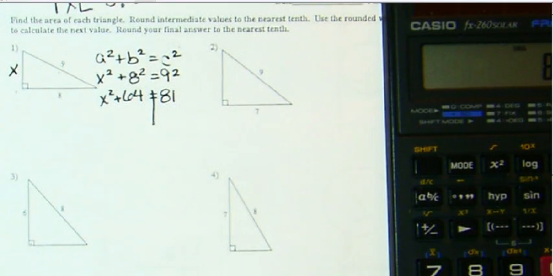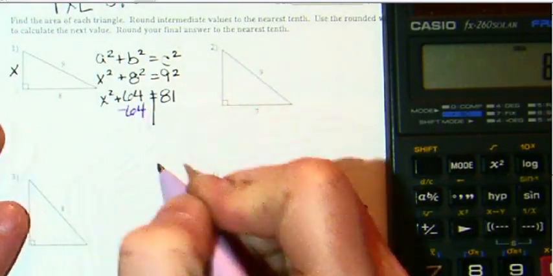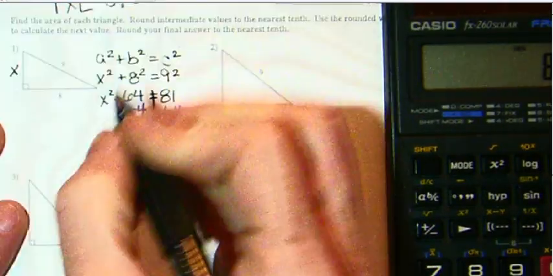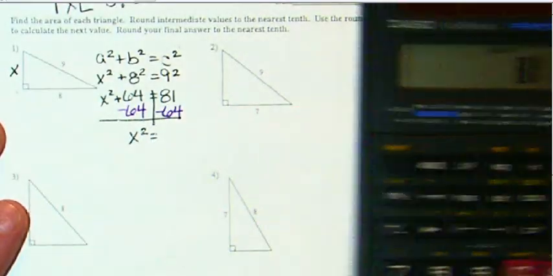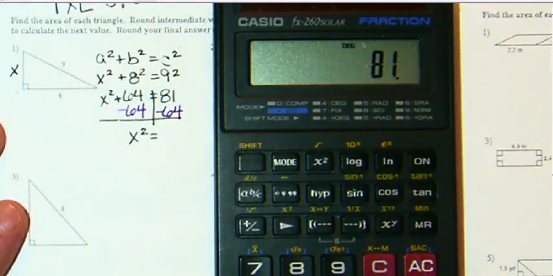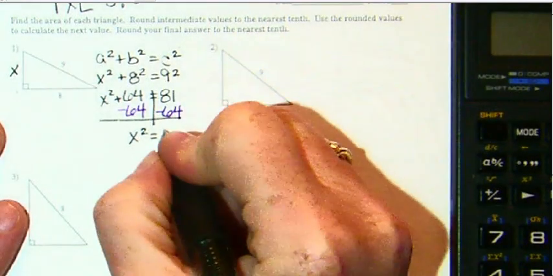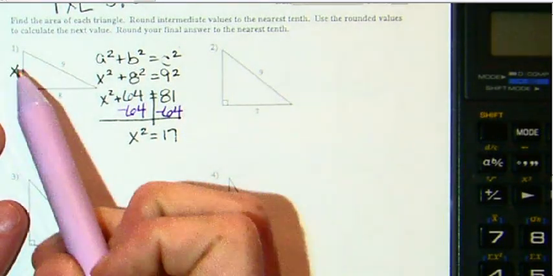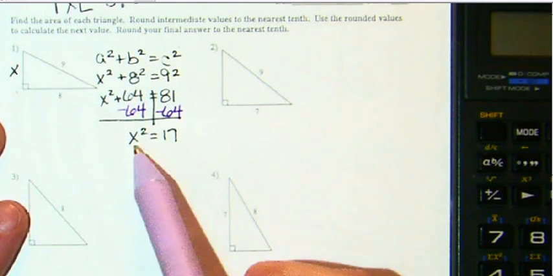In order to get rid of it, we will need to do the inverse operation, which is subtraction. And we'll subtract 64 from both sides. And that'll leave us with x squared equals whatever 81 minus 64 is, 17. We're almost there. That gives us x squared. But remember, we need this height in order to calculate the area. And so we don't need x squared, we need x.